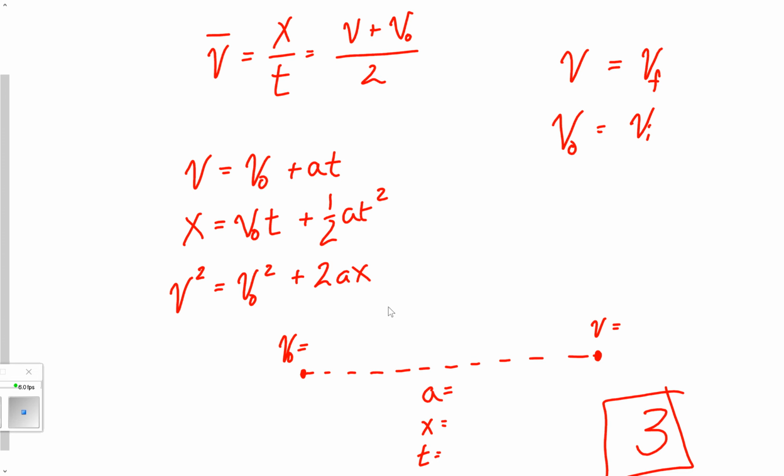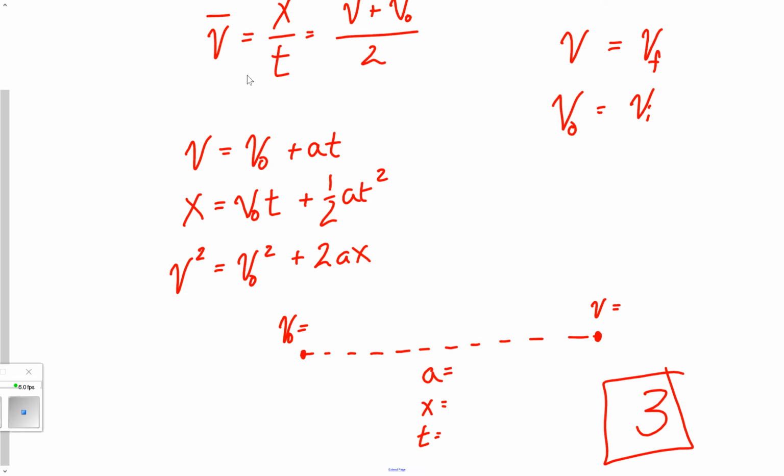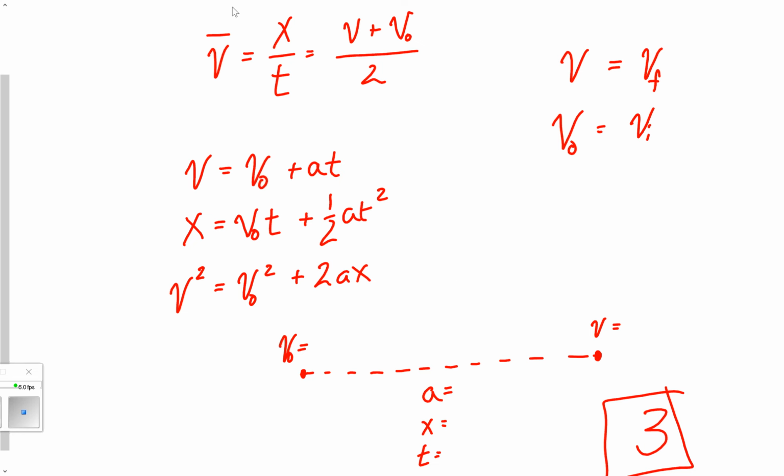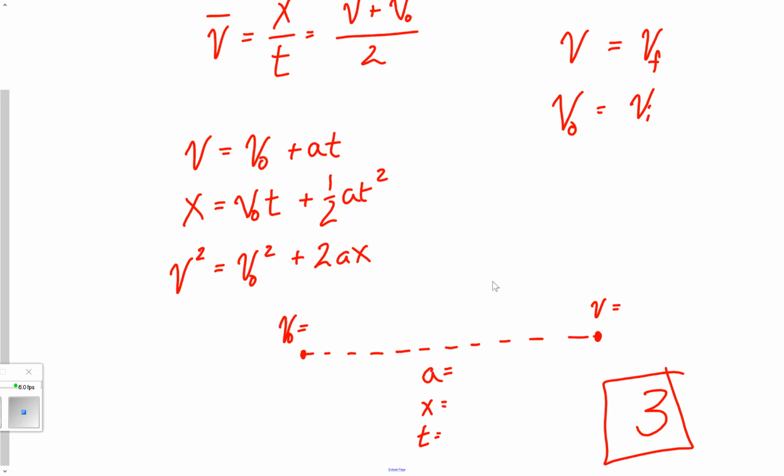Now, you may be looking at this and going, hey, Mr. Cole, what about velocity average? We'll talk about that too later. Usually the problems don't just explicitly give you average velocity. Usually they either give you an initial or a final. So let's move on and do an example in another video and see if we can knock something out here.